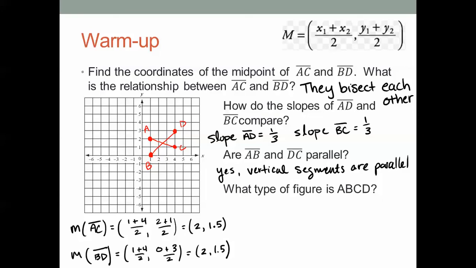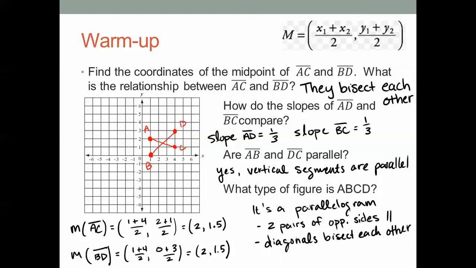So if we were to draw those segments in and go from point A, D, C, B, and draw sides around this quadrilateral, what type of quadrilateral would it be? It's a parallelogram, for a couple reasons. The 2 pairs of opposite sides that we found using the slope formula, and diagonals that bisect each other using the midpoint formula.